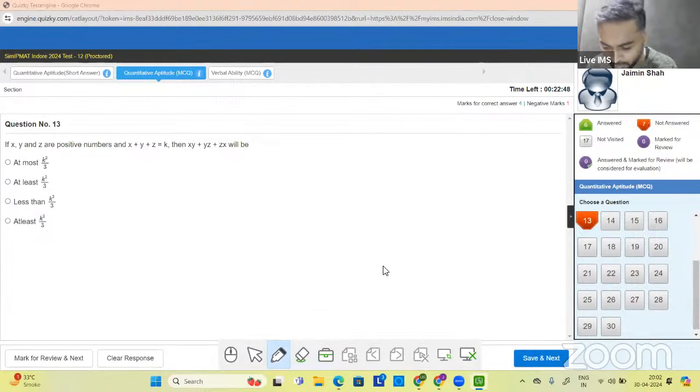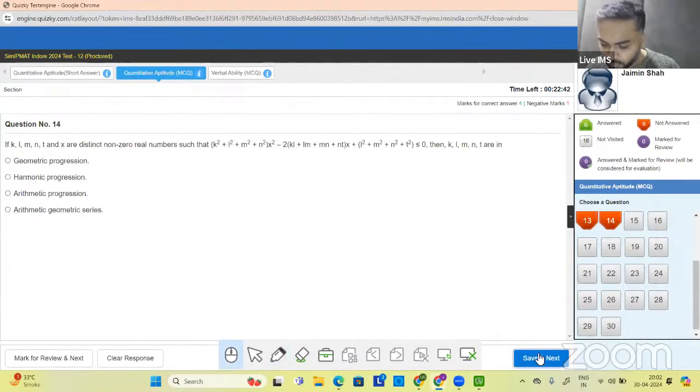If x, y and z are positive numbers, बाद में करते हैं. K, L, M and T, X are the non-distinct.